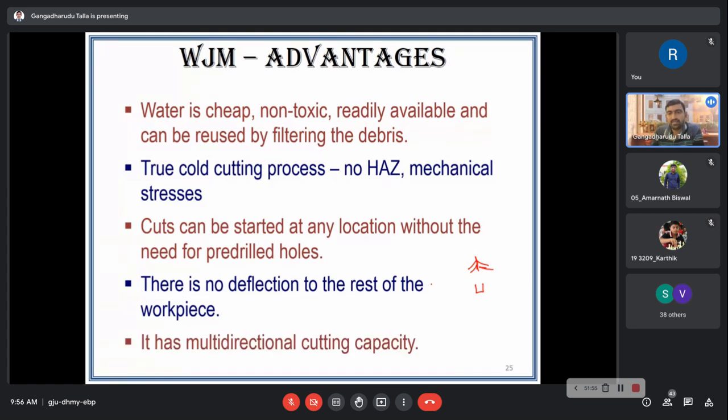So it has multi-directional cutting capacity. You can move the head containing the water jet in different directions. If you control it using CNC machines, you can move it in different directions and cut in those directions. We'll see some examples a little bit later.